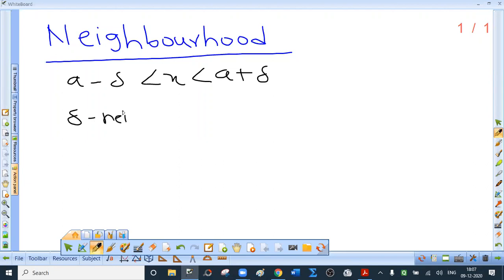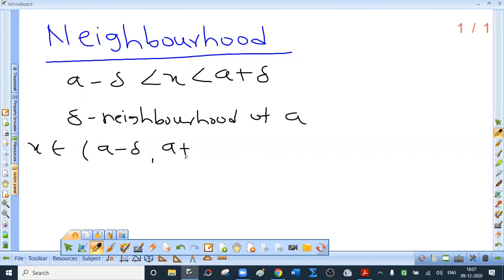Neighborhood in some cases is written in short as NHBD, delta neighborhood of a, right? Thus, the delta neighborhood of a is an open interval. See, I can say that x belongs to the open interval (a minus delta, a plus delta). What is the length of this open interval? It is 2 delta. And clearly, what is the midpoint of this? It is nothing but a.